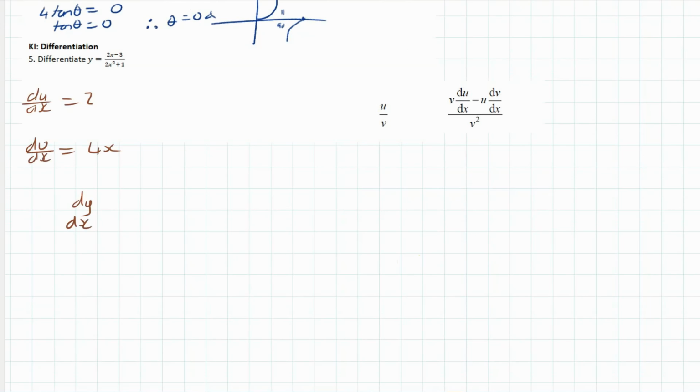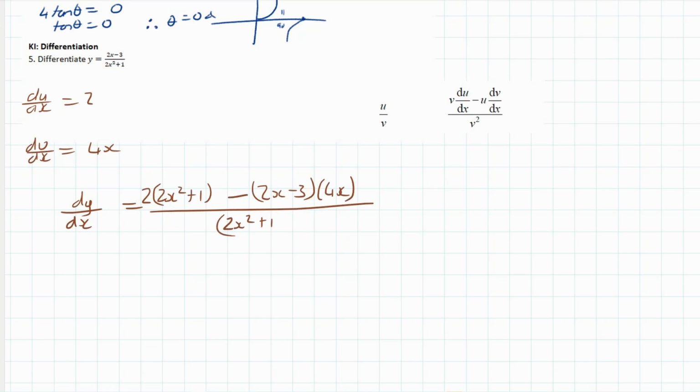So dy dx is equal to v, which we know to be the bottom, so 2x squared plus 1, multiplied by du dx, which we found is 2. Minus u, now u is the top, so that's 2x minus 3, multiplied by dv dx, which we found to be 4x, and all of this over v squared, so we take the original v, which is 2x squared plus 1, and put brackets around it with the square. Now we can simplify this out. I'm getting on the top 4x squared plus 2 minus 8x squared plus 12x, I think, plus 3. Yep. And I guess we can simplify that as well, over 2x squared plus 1 all squared.